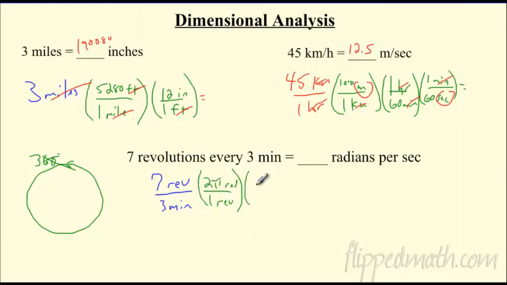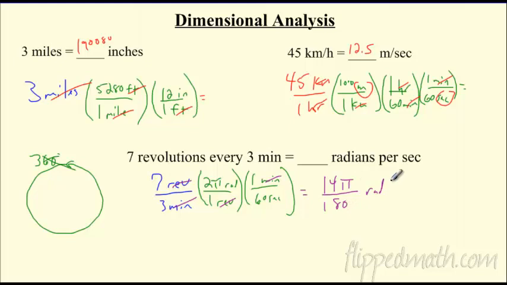I can still do my minutes per second. Just make sure minutes is on top. 60 seconds is on bottom. Let's double check everything cancels. My revolutions canceled. My minutes canceled. I'm left with radians per second. So here when you multiply it out, I'm fine either way. You can say 7 times 2 pi is what? It's 14 pi. And then 3 times 60 is 180. This is a great answer. This is a fine answer.